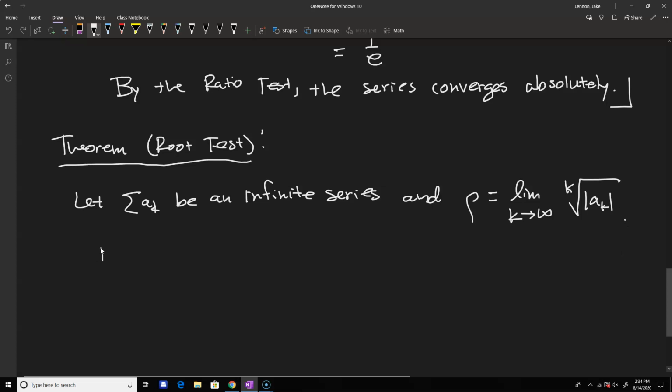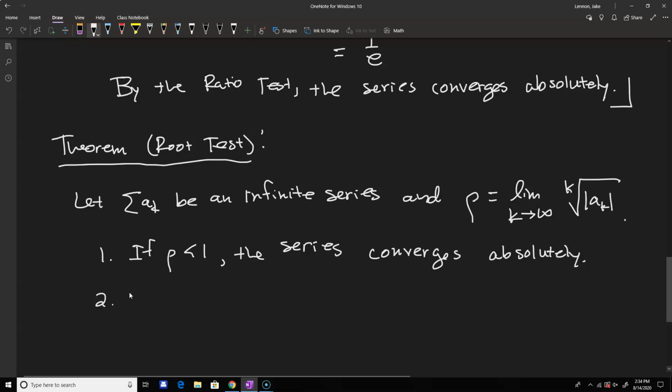Okay, so the conclusions. 1, if rho is less than 1, the series converges absolutely. 2, if rho is greater than 1, the series diverges. And 3, if rho equals 1, again, we are inconclusive.